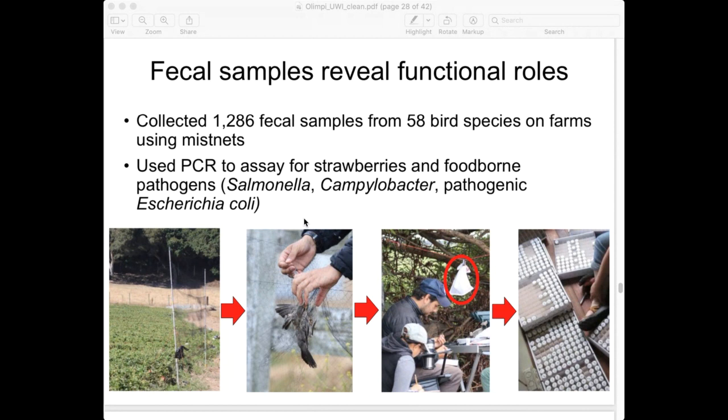Again, we collected these samples from mist-netting birds, and then we had them waiting in clean cotton bags. And most of the time, they would be so generous as to leave us a fecal sample, which we then sent to collaborators for sequencing. Next slide, please.